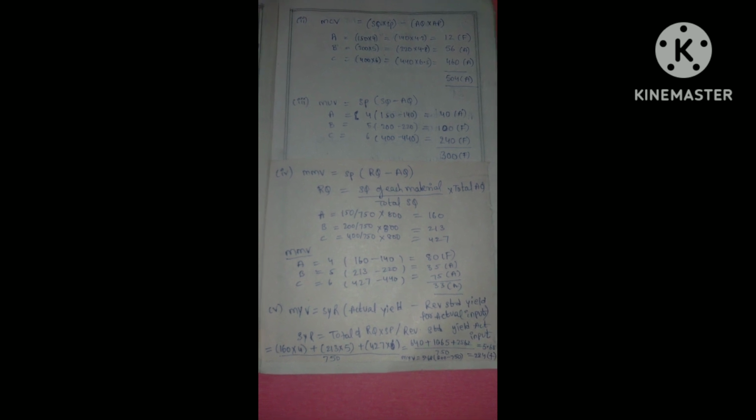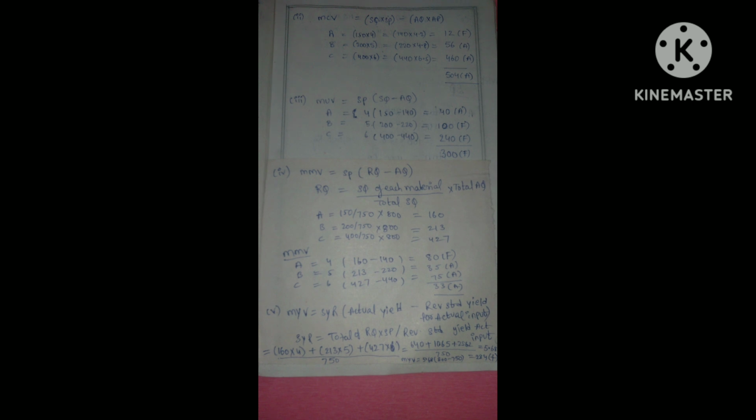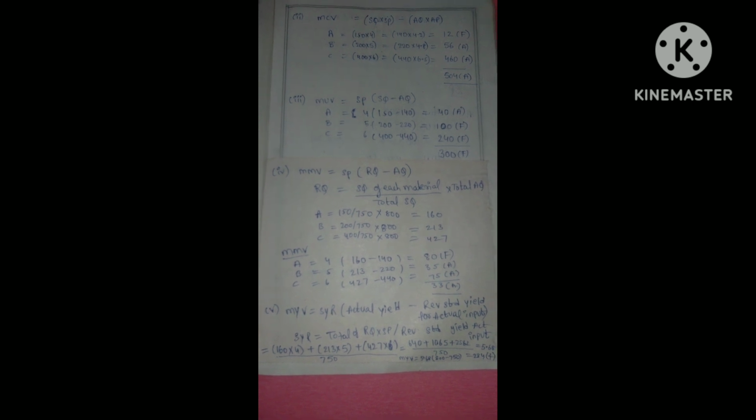First calculate both adverse values. Add them: 35 plus 75, we will get one value. Subtract 80 from that value, so we will get 33 adverse. So now calculate material yield variance. The formula for material yield variance is SYR into (actual yield minus revised standard yield for actual input). SYR means standard yield rate.